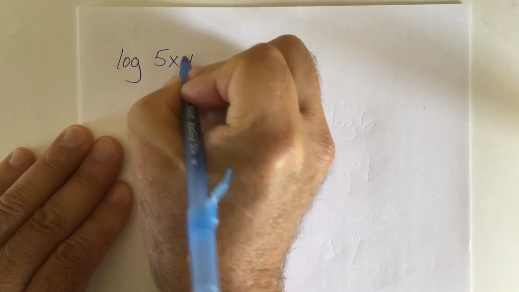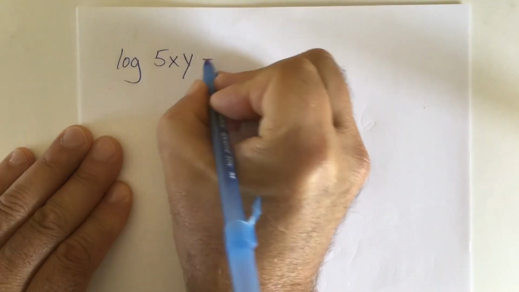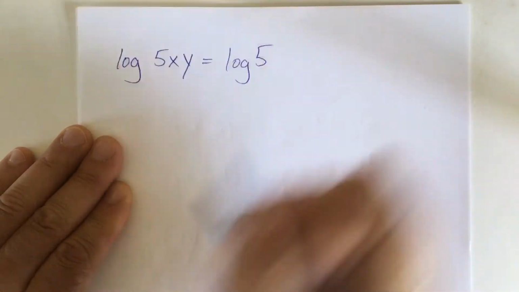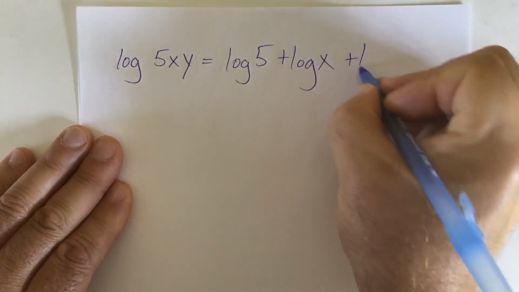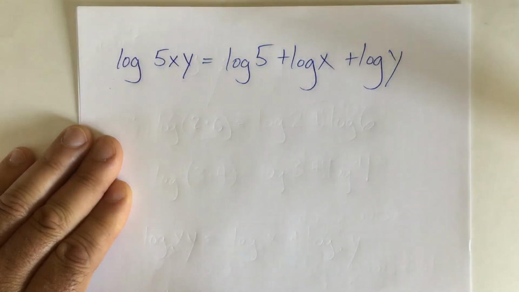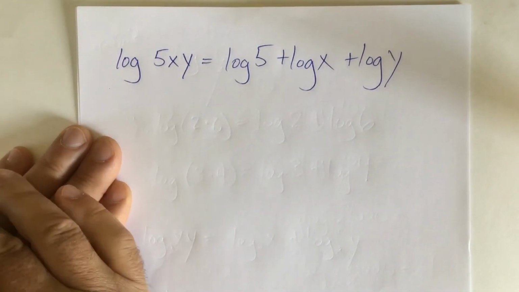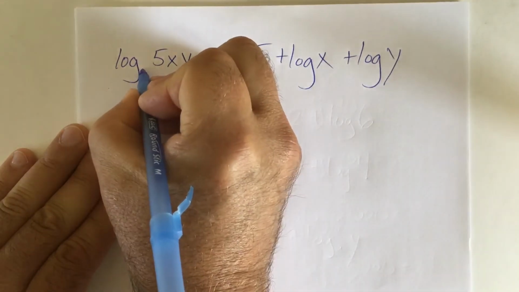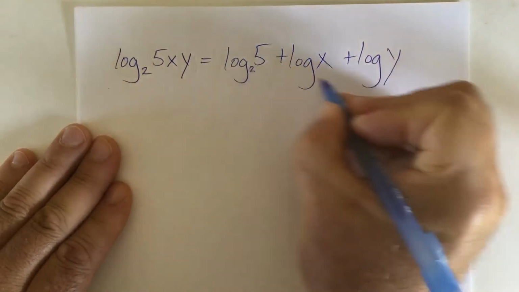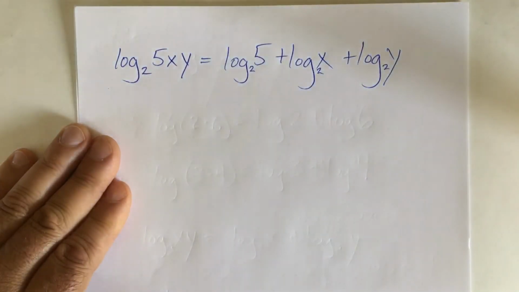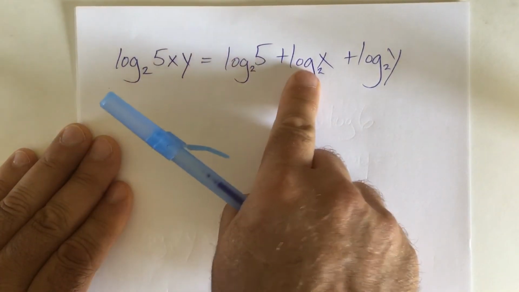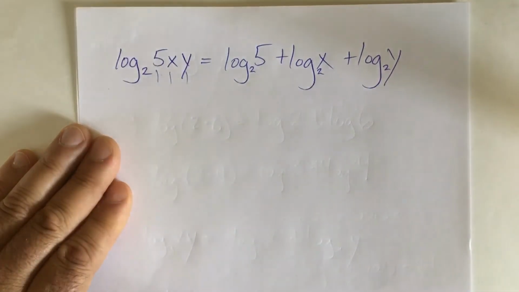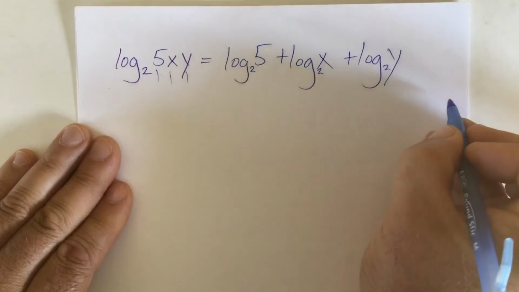But what if they did something like this? 5xy. Well, all that means is I have log of 5 plus log of x plus log of y, because I have 3 things being multiplied together now. That would be what we call my expansion. That's my answer. What if they gave me this as a log base 2? Then I'd have to put a little tiny 2 right here for the other ones. That would be the way it works. You can write any product as the sum of the components, whatever they happen to be. That's all I did. That's called the product rule.